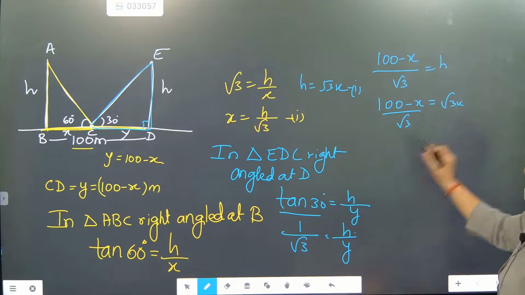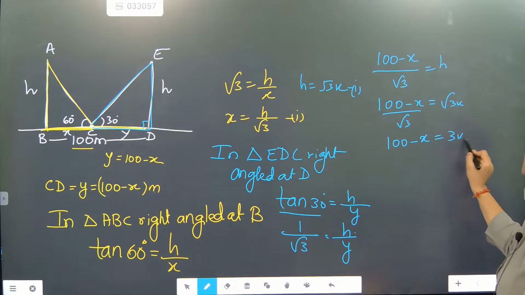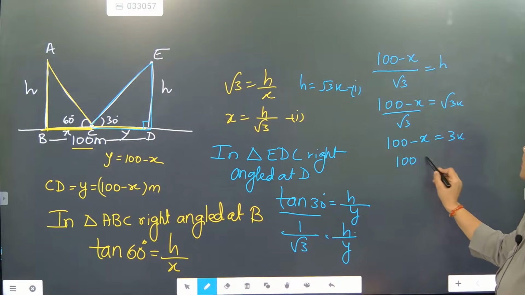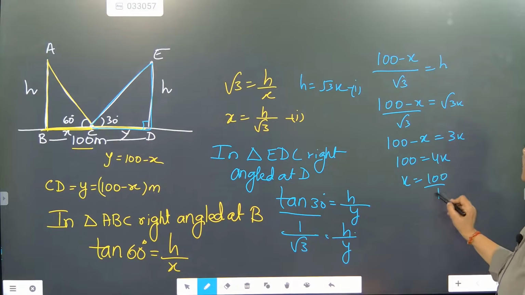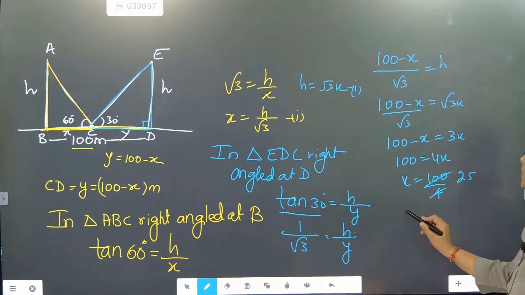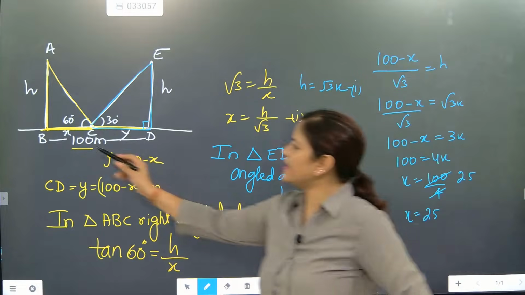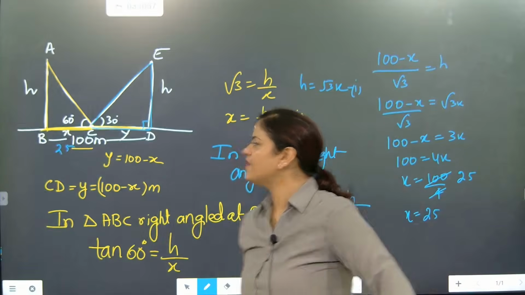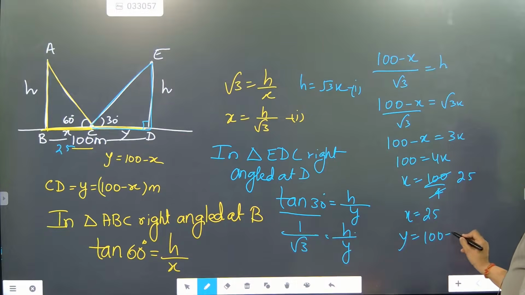So here root 3 will get cancelled. 100 minus x is equal to 3x. So 100 is equal to 4x. x is equal to 100 by 4. How much is it coming, beta? 25. So x is coming as 25. If this part is 25, then what will be y? y is 100 minus 25, so it is coming as 75 meter.